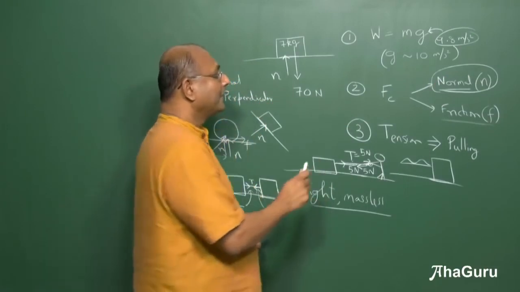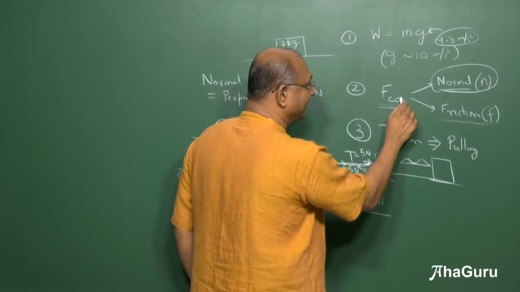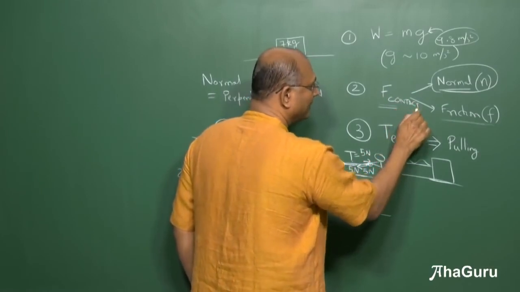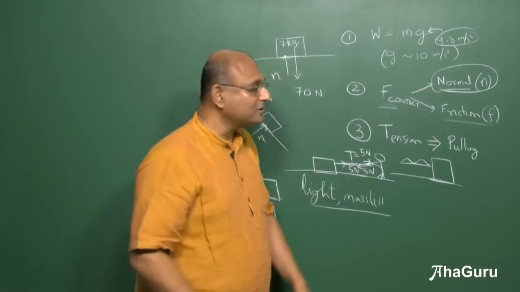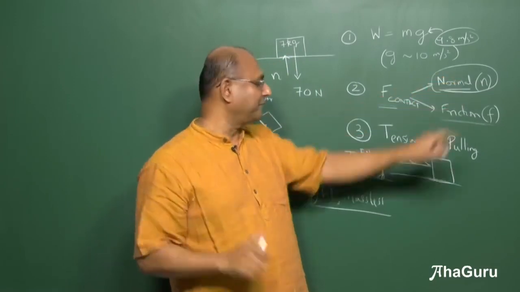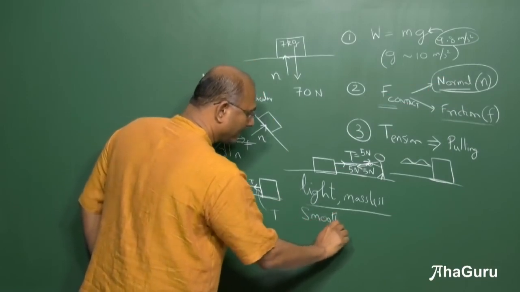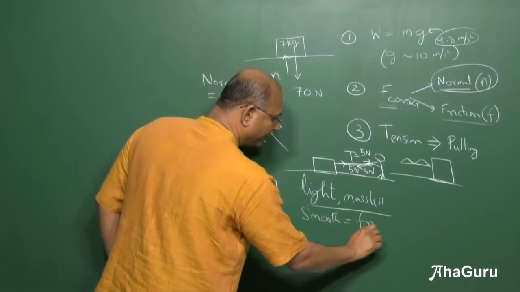write 7 into 9.8. Now the second important thing is contact force. This is contact. Two parts to the contact force. Right now we'll only focus on frictionless surface, smooth surface. So whenever we say the word smooth, we mean frictionless.